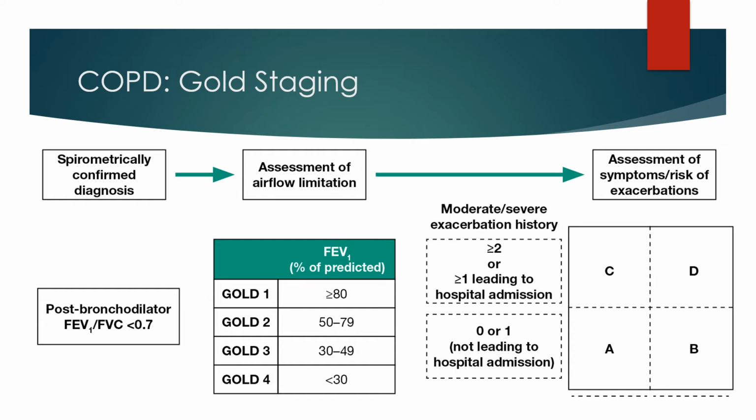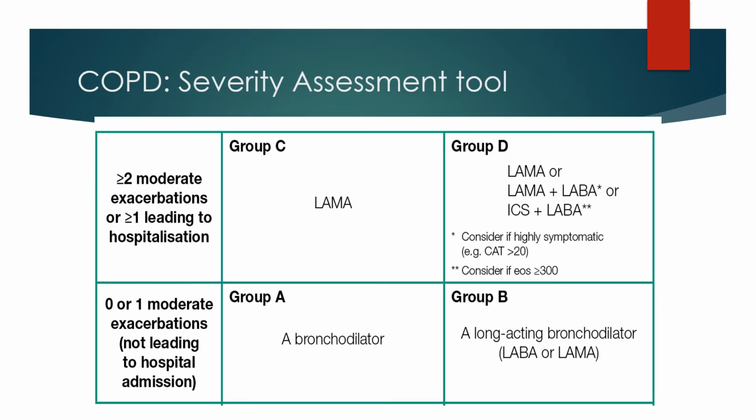Next, after assignment of airflow limitation, is to assess the patient's risk of exacerbations to guide the treatment. Remember, this is only a guideline and is not mandatory, but it is used to determine the risk of exacerbations. So you can see here that groups A and B are classified together and equal 0 to 1 exacerbations not leading to hospital admission, whereas C and D is greater than 2 exacerbations, or greater than 1 leading to hospitalization.